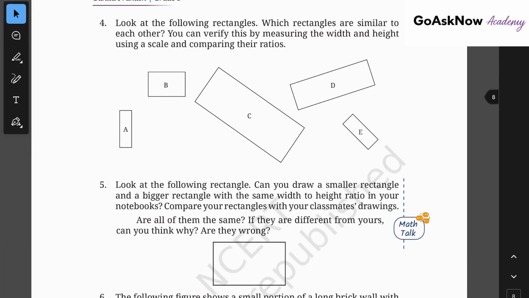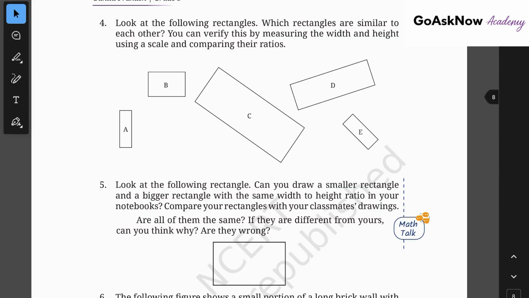Question 4. Look at the following rectangles. Which rectangles are similar to each other? You can verify this by measuring the width and height using a scale and comparing their ratios. Now I'll give values for each rectangle and we can find the ratios if they're similar or not.